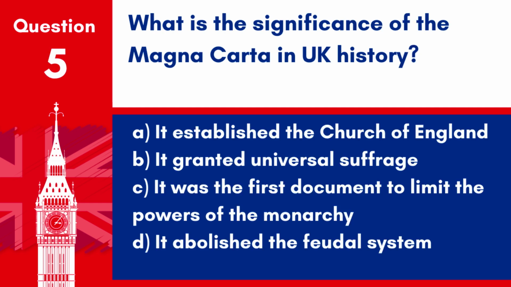Question 5. What is the significance of the Magna Carta in UK history? A. It established the Church of England. B. It granted universal suffrage. C. It was the first document to limit the powers of the monarchy. D. It abolished the feudal system. Answer: C. It was the first document to limit the powers of the monarchy. The Magna Carta, signed in 1215, is significant for establishing the principle that the monarchy is not above the law.